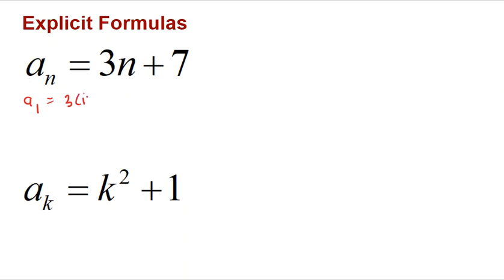That's going to be 3 times 1 plus 7. So the first term of the sequence is 10. All right, how do you find the second term of the sequence? Well, you plug in 2. 3 times 2 plus 7. So that's going to be 13.